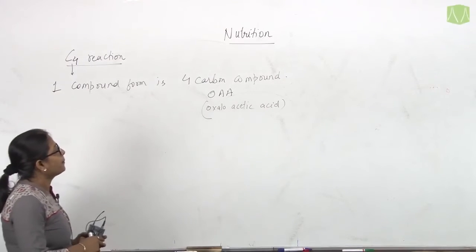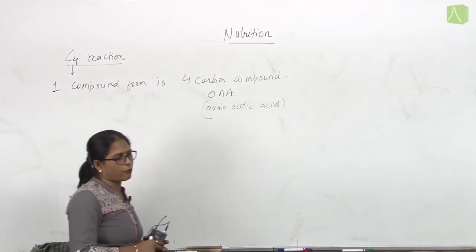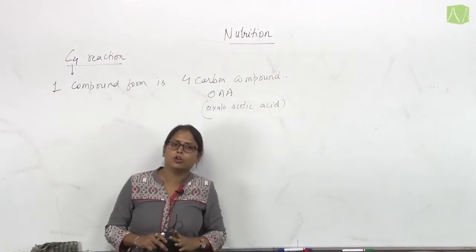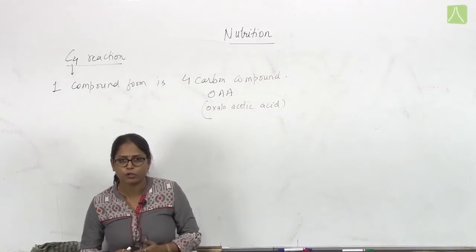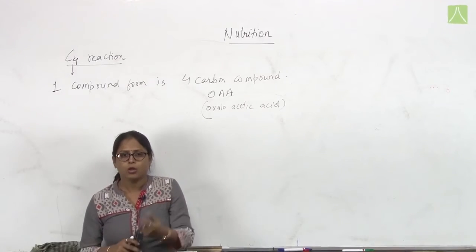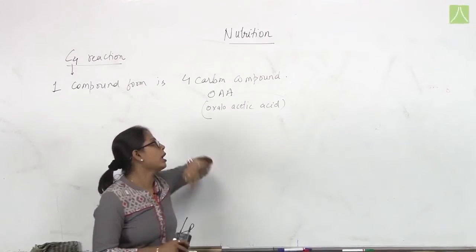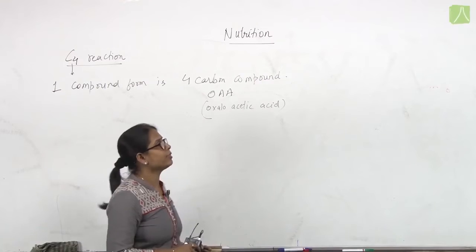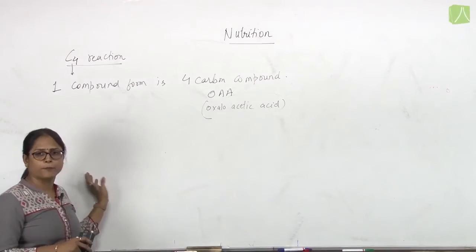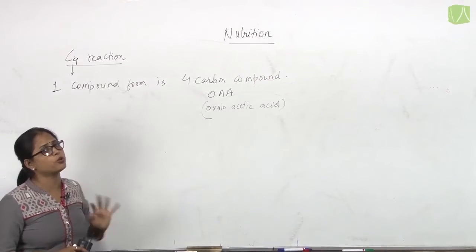And here PEP is the first accepting compound, which accepts 1 molecule of CO2. PEP, phosphoenol pyruvate, is a 3 carbon compound which accepts 1 molecule of CO2 and forms this 4 carbon compound known as oxaloacetic acid. This reaction is catalyzed by the enzyme PEPCO, phosphoenol pyruvate carboxylase.